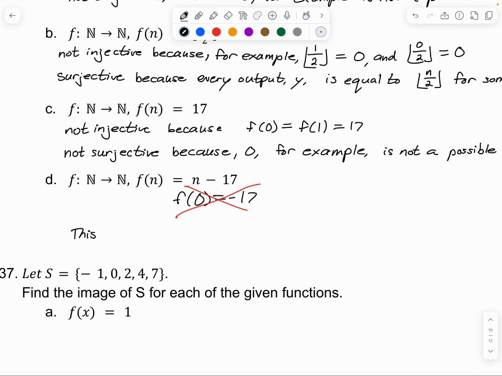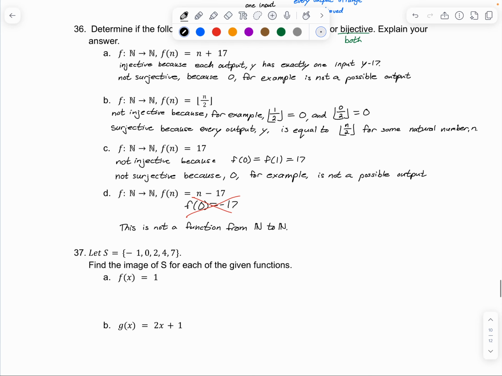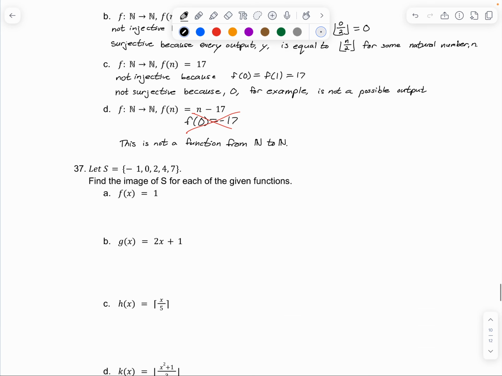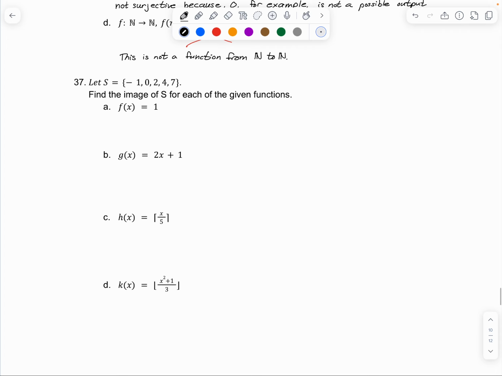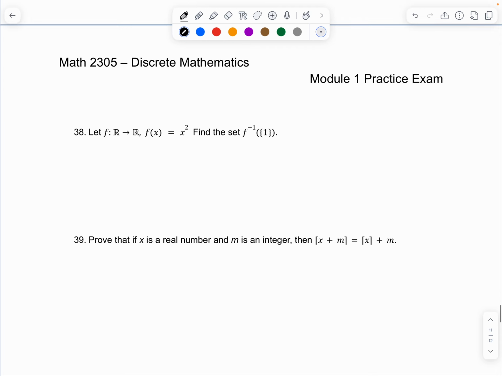So I'm just going to say this one is neither because it is not a function from N to N. It's kind of a tricky one. I probably wouldn't ask you something like that on the test. I would ask you something like A, B, and C. Okay, 37 I think is pretty simple. The answer key is very thorough on that one. Same with 38. I think it's pretty straightforward.